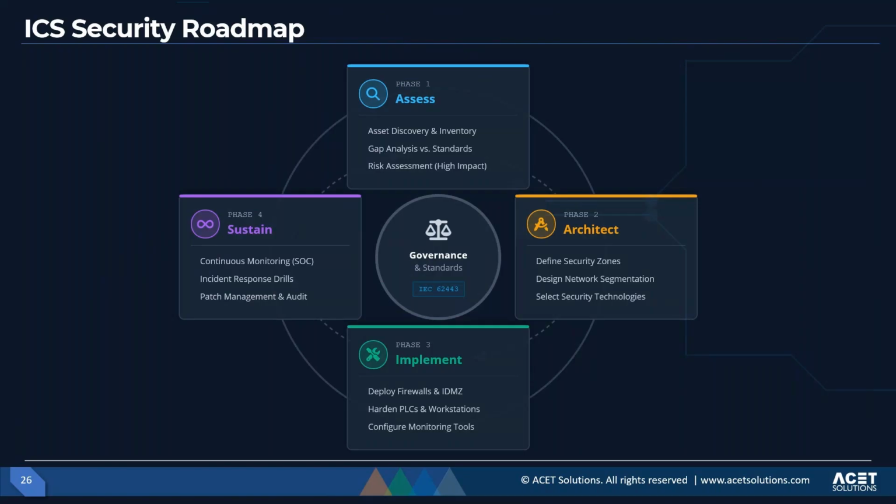It is a continuous process that begins with assessing the current environment, moving into designing a secure architecture, then implementing the required controls, and finally sustaining and improving those controls over time. Each phase feeds into the next, ensuring security evolves as the ICS environment and the threat landscape change.